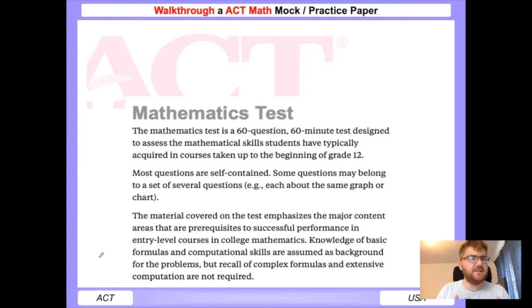I'm going to go through an ACT math mock paper from 2019. This is one of the tests they do in the United States. It's a 60 question, 60-minute test, so you have to work very, very quickly. It's really to assess those mathematical skills that students have gained up to the beginning of grade 12. So it's a very important test to have all through the year.